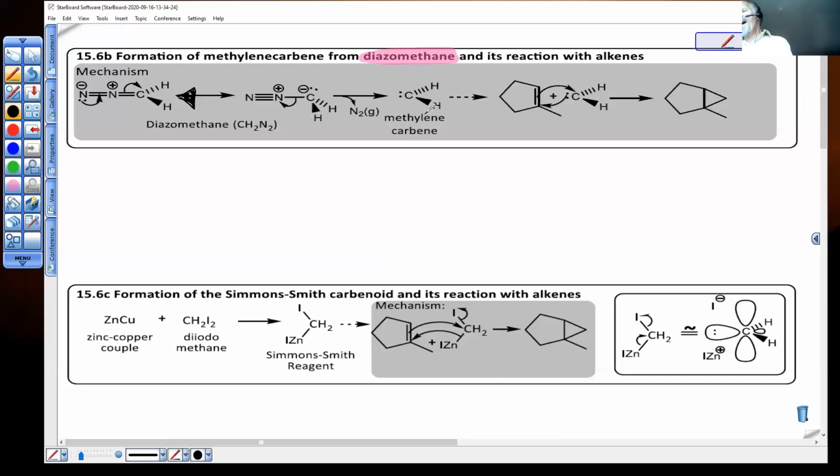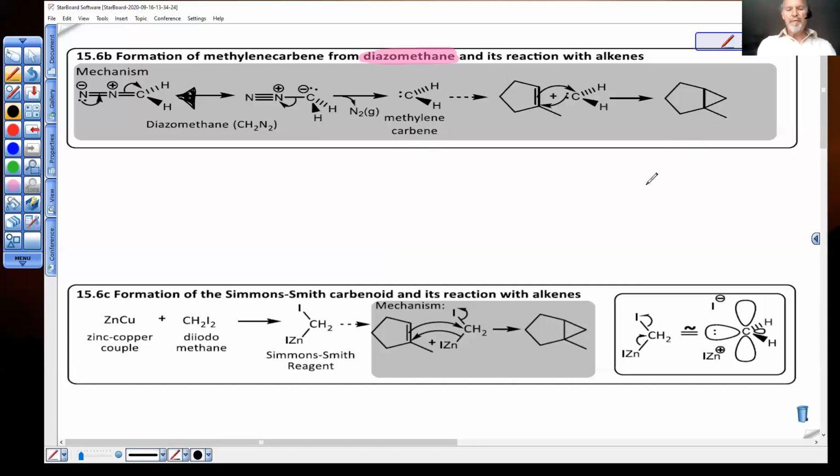Once nitrogen's gone, it's gone forever. It's a gas. And you have methylene carbene. Carbenes do the same thing all chapter. They react with alkenes to make what? They make cyclopropane. In this case, it is exactly that. It's cyclopropane over here.